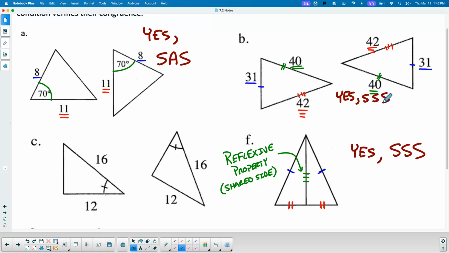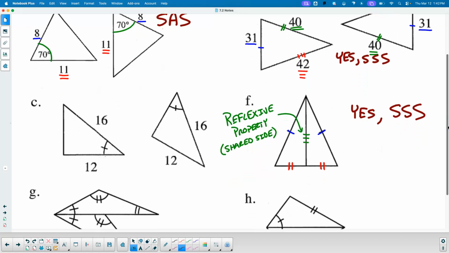Okay. C. Nothing, right? Because what we've got is we've got a side. We've got another side. But then the angle's in different spots, right? On the left triangle, the angle is in between the two sides. On the right one, it's not. So that one's a no, because the angle's in the wrong spot.